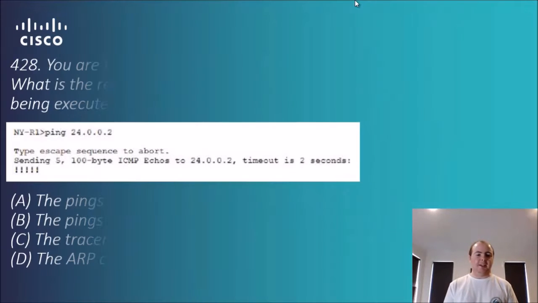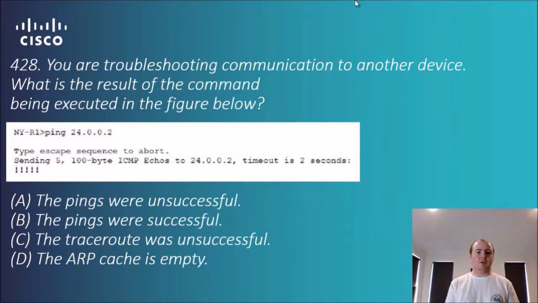Troubleshooting network communication is the lesson today, and we'll get stuck into these questions. 428, you are troubleshooting communication to another device. What is the result of the command being executed in the figure below? So we're doing a ping here, and then we've got some exclamation marks after an attempt to ping. So we've got A, pings are unsuccessful, pings were successful, Traceroute was unsuccessful, ARP cache is empty.